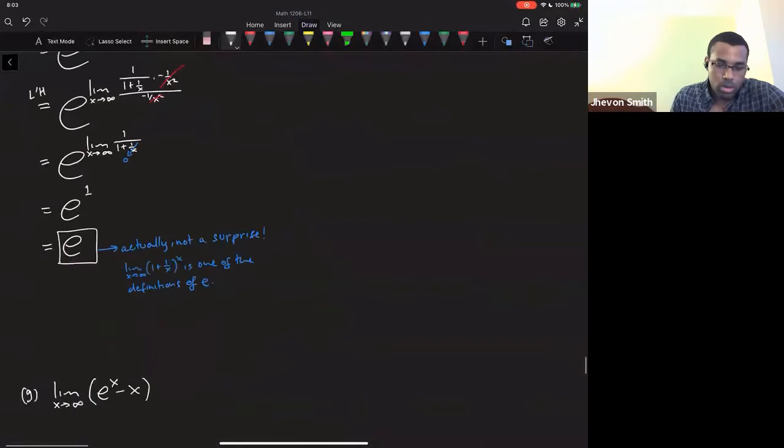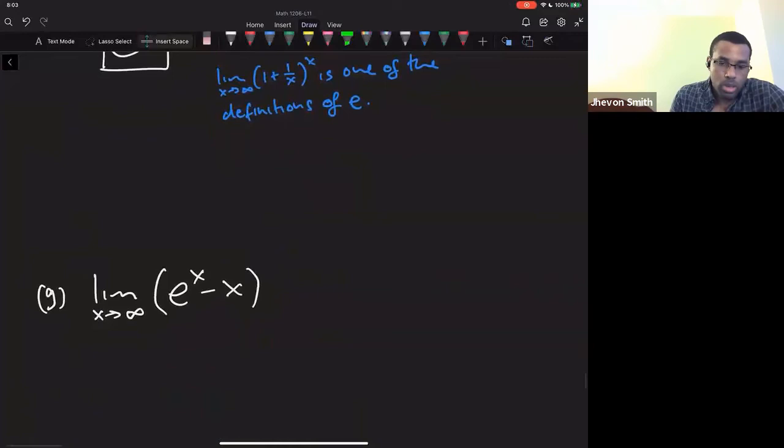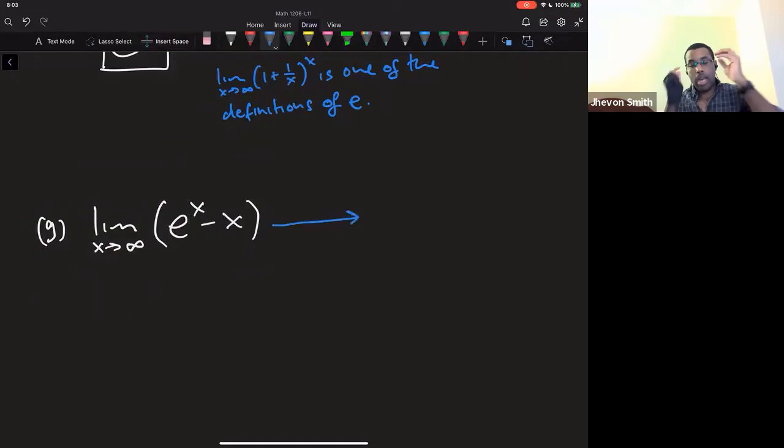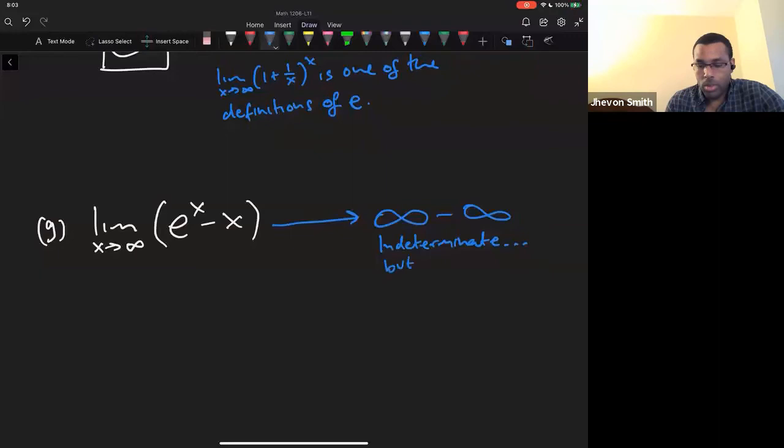Here's another problem type. If you look at this one, you'll realize that e to the x as x goes to infinity is going to be infinity, and x as x goes to infinity is going to be infinity. So what we have here is a good old classic infinity minus infinity, which is indeterminate, but not useful.